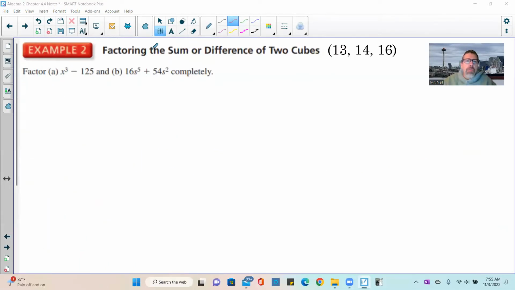Okay, so example 2, we're going to be factoring the sum or difference of 2 cubes. And I want to factor a, x cubed minus 25. So the first thing you do is write the problem, x cubed minus 25. I want to rewrite that as something cubed. Well, it's obviously just x by itself, so it's going to be x cubed minus, well, what's the cube root of 25? I'm sorry, 125. Cube root of 125 is 5, because 5 times 5 is 25, times 5 is 125. So I found out what x cubed is, and I found out the b, which is being cubed.